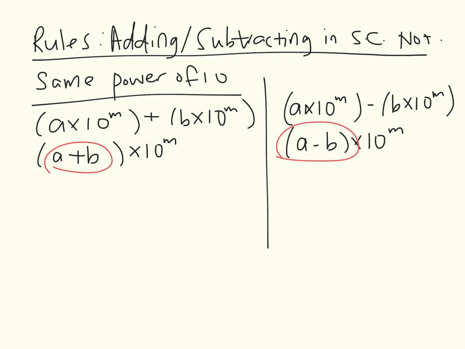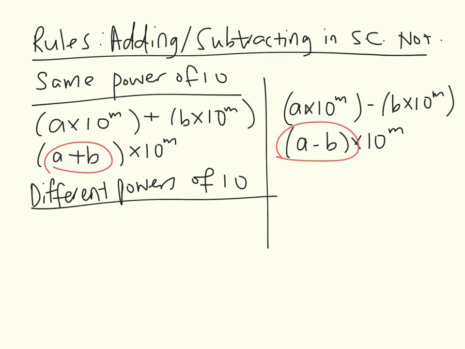The next case would be when they have different powers of 10. You have to make sure that you rewrite them as the same power. So I'm going to look at this example. The rule: a times 10 to the power n plus b times 10 to the power n.